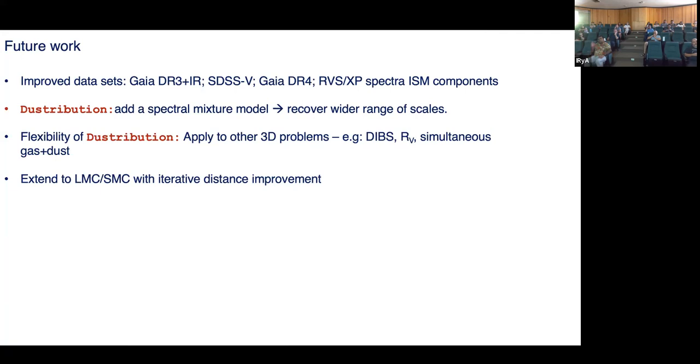And like I mentioned, the distribution is currently limited to an RBF kernel. We want to actually be able to recover all the scales simultaneously, so we want to replace that with a spectral mixture kernel. And also it's a 3D mapping tool. It's not a 3D dust density mapping tool. So if you want to try Gibbs, RV, dust gas, there's a wide range of capabilities. And of course, going over to the LMC and SMC, especially with DR4, we'll get improved distances. So trying to iteratively improve and be able to map that in 3D as well.